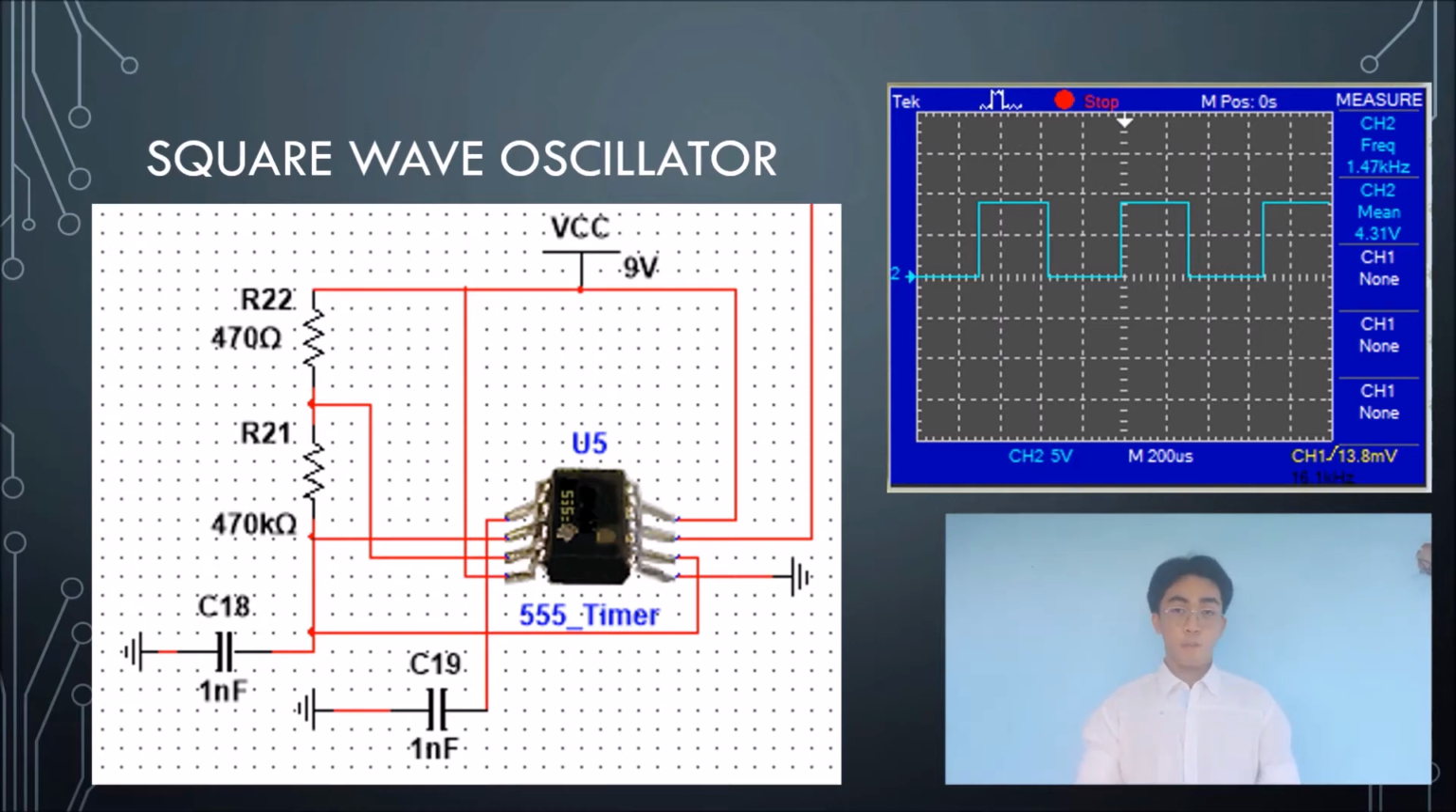The output of my square wave oscillator is this, an alternating binary signal of logic 1 and 0. For my logic 1, it produces approximately 4 volts, and for my logic 0, it produces 0 volts. It is an alternating of 4 volts and 0 volts.